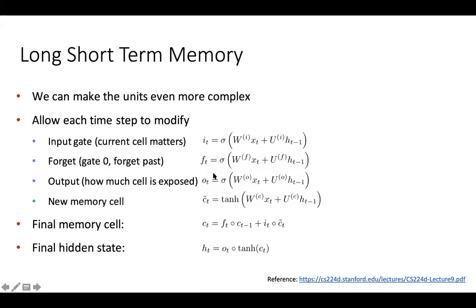So you can see that the forget gate is being used here, the input gate is being used here, and the output gate is being used here. And of course, depending on what kind of value individual gates take, the flow of information would vary.